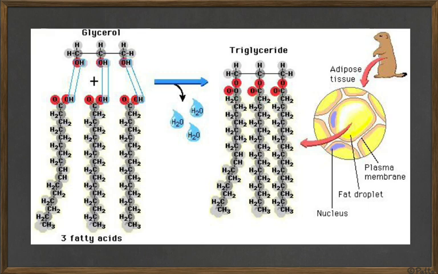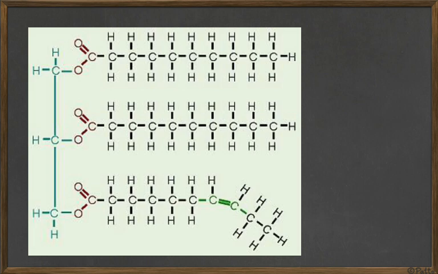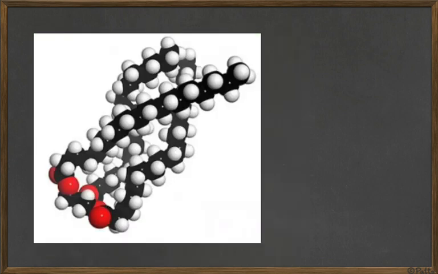Visualizing it in this diagram, we have glycerol condensing with 3 fatty acids, making 3 waters, finishing up by making a triglyceride. And here we have a triglyceride formed with glycerol on the left and 3 fatty acids on the right. Here is a three-dimensional view of a triglyceride, glycerol on the bottom and 3 fatty acids going away from it.